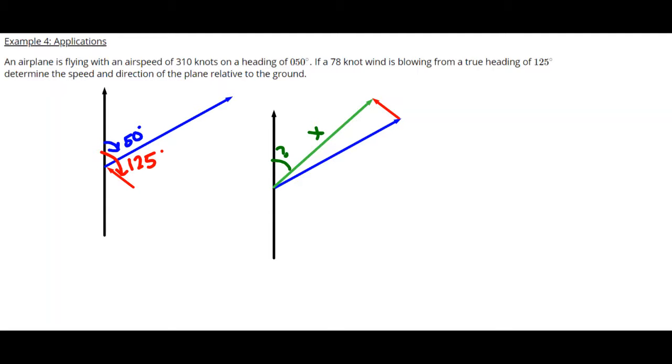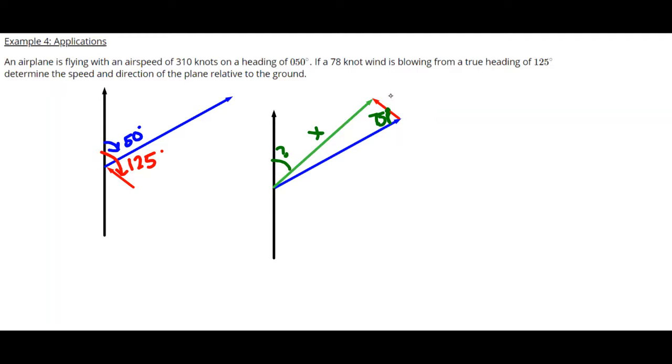First, we need to know the missing angle here. That's just the angle between the blue vector and the red vector. So let's go back to our original diagram. The angle between the blue vector and the red vector is going to be 125 minus 50. So I know that this angle here is 75 degrees. We just subtract those two.